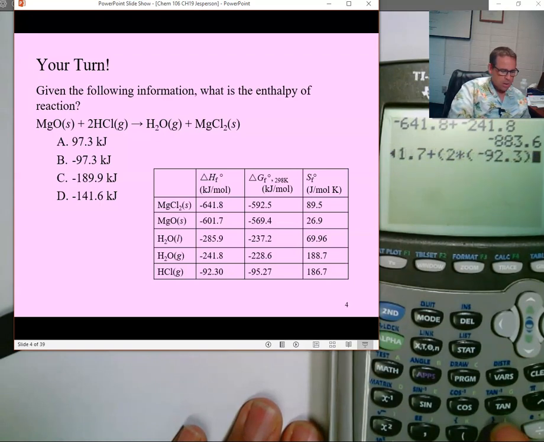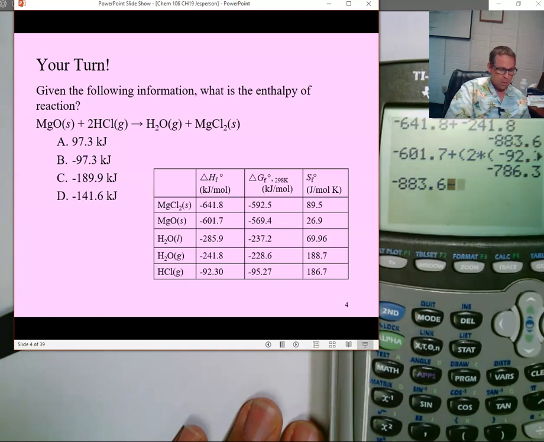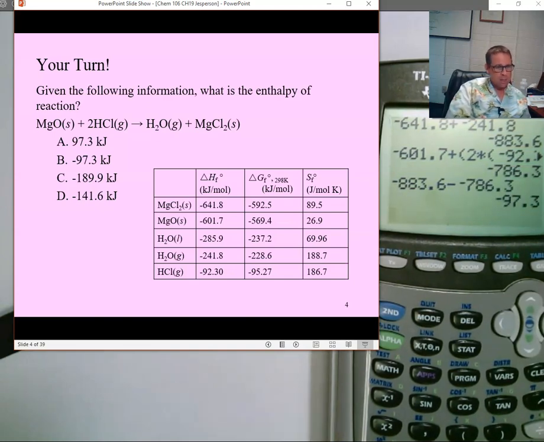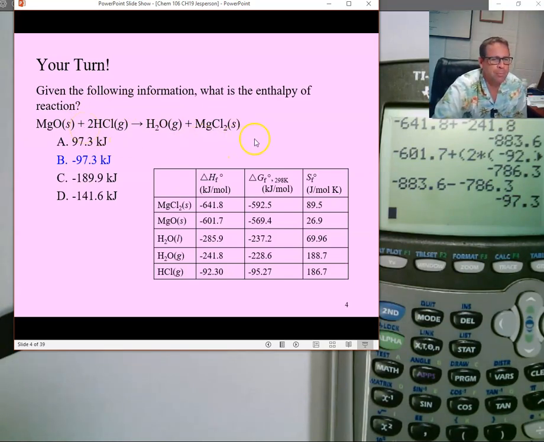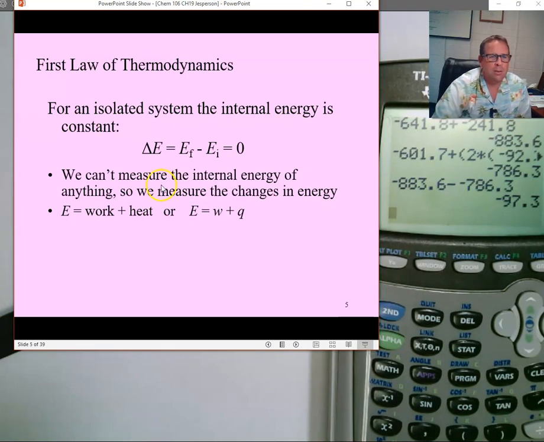All right. Did I include all the appropriate things there? So now I have a negative 883.6. That's my products minus the reactants. So my answer should be a negative 97.3. Okay. Very good. So we had to pay attention to the state, and we had to pay attention to any coefficients indicating that there were more than just 1 mole of that material in the reaction. All right, good.